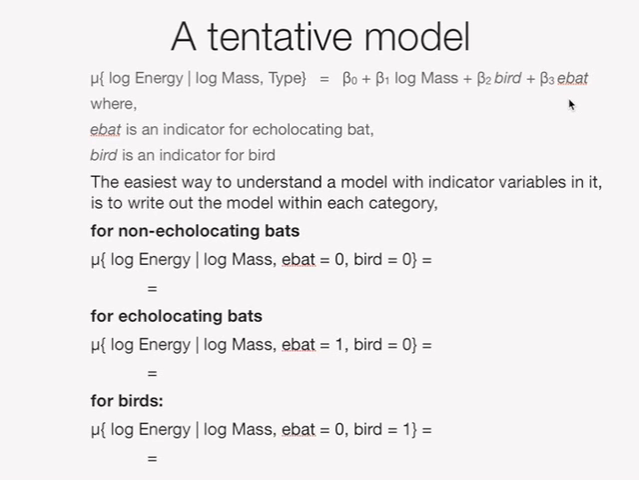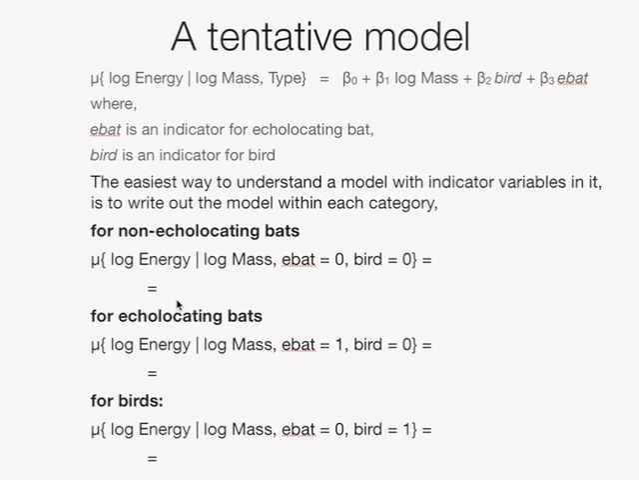To understand this model, the easiest way is to write down the model for the mean for each of our animal categories. So let's start off with the non-echolocating bats. In this case, the mean log energy is a function of log mass. We know some of these values. For a non-echolocating bat, the echolocating bat indicator variable takes the value 0. We know it's not a bird, so that indicator variable also takes the value 0.